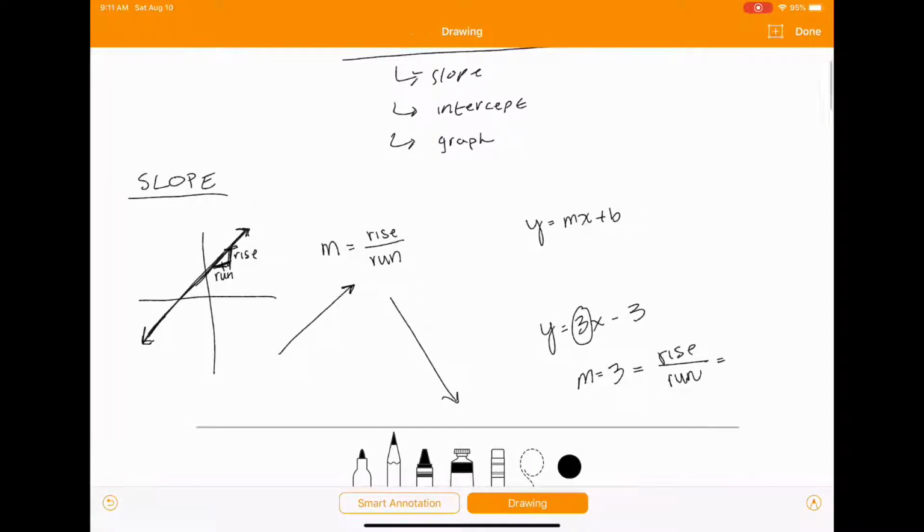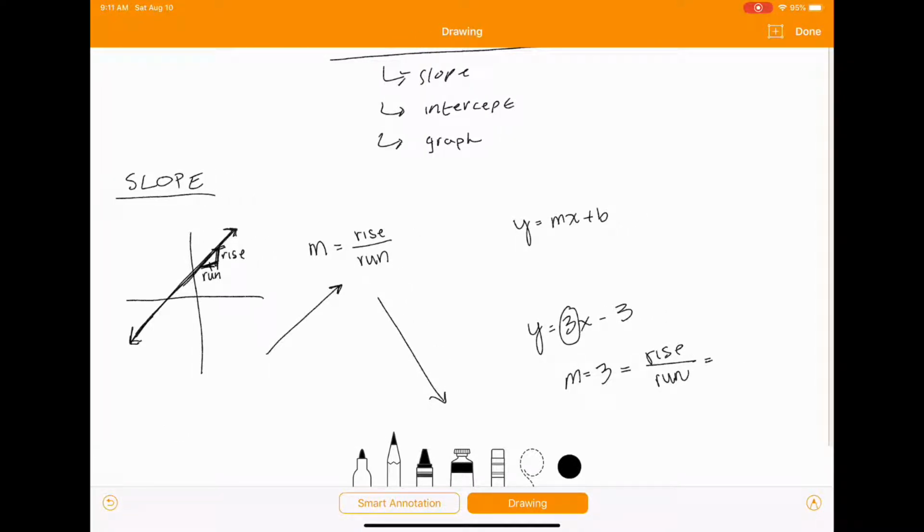So when you graph it, you're going to start at some point, and then you're going to go up 3 over 1, up 3 over 1. So you go 1, 2, 3, new point, and then over 1, your new point would be there if you started here, and then you go 1, 2, 3 over 1, and that would be the graph of your line.